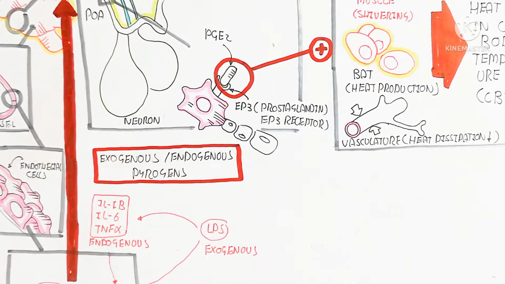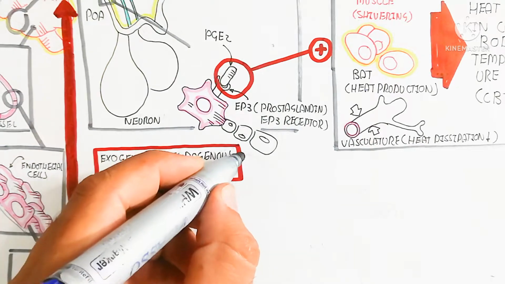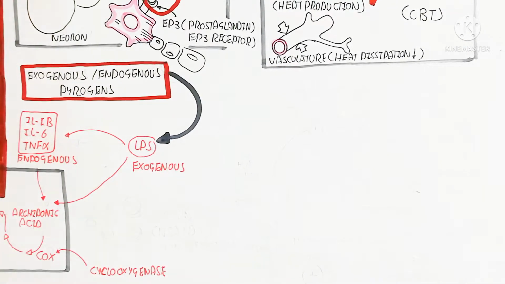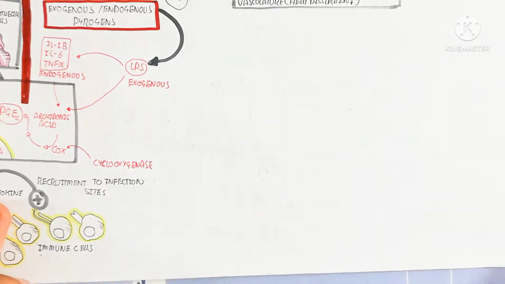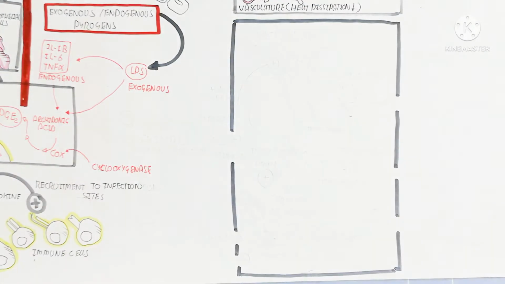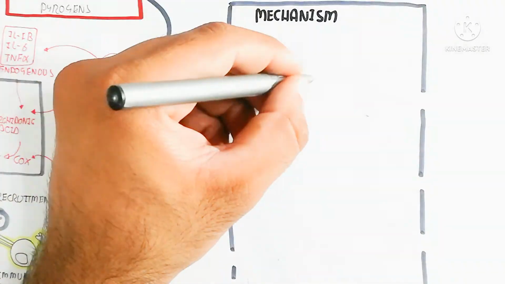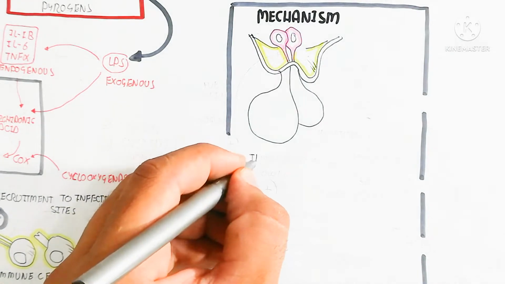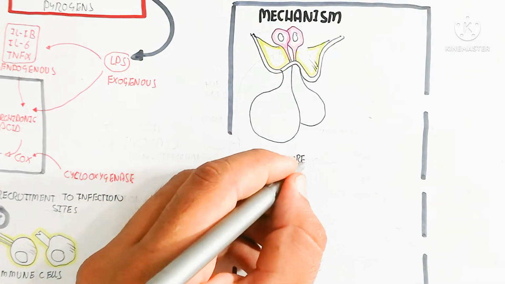lead to stimulation of a lot of things, and this prostaglandin will also bind with the muscle. And these are basically exogenous and endogenous pyrogens, for example lipopolysaccharide is the exogenous, while the inflammatory mediator is the endogenous. So let's begin to understand the mechanism.